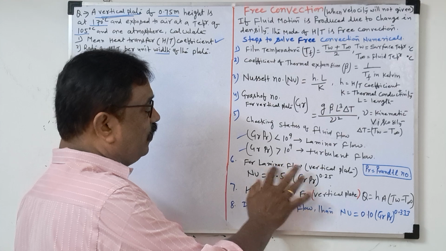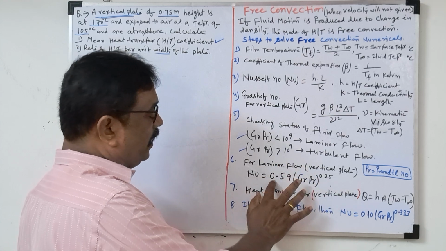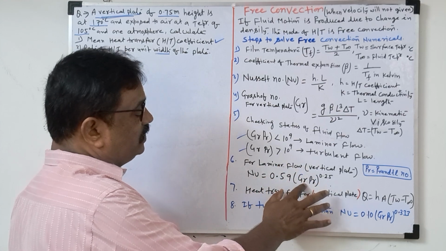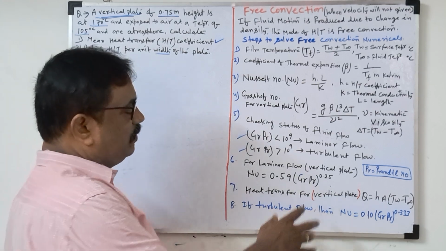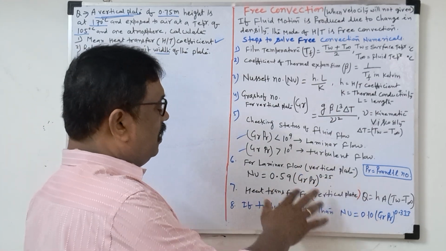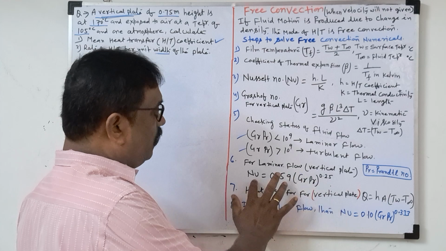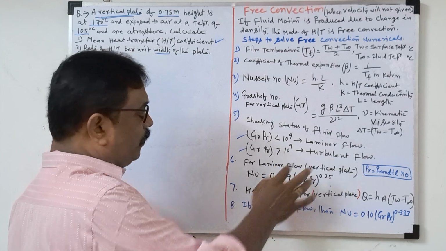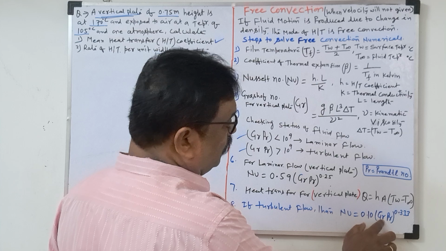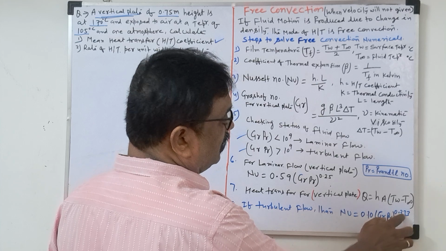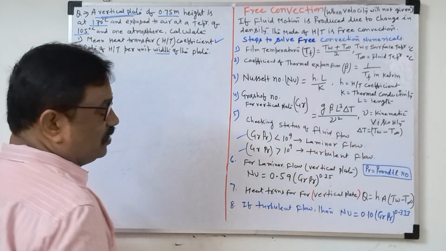Suppose it is laminar flow, this is the Nusselt number: 0.59 (GrPr) power 0.25. So this is the laminar flow Nusselt number. If it is turbulent flow, what will the Nusselt number be? 0.10 (Grashof number times Prandtl number) power 0.333. So this is the Nusselt number we'll find.